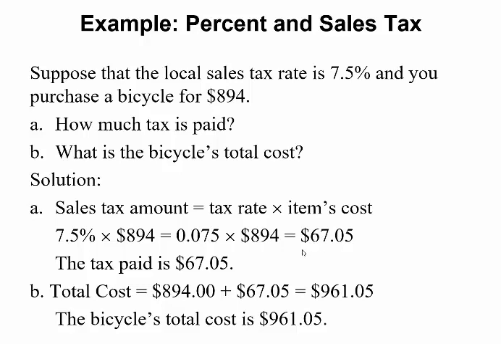Well, then to figure out the total cost, like how much you have to pay the store, you're going to take how much the bike cost and add to it the tax you just paid. So the bicycle's total cost is $961.05. Again, a pretty expensive bike.